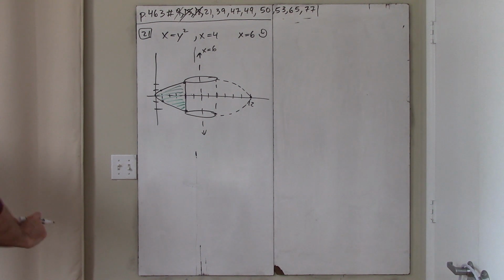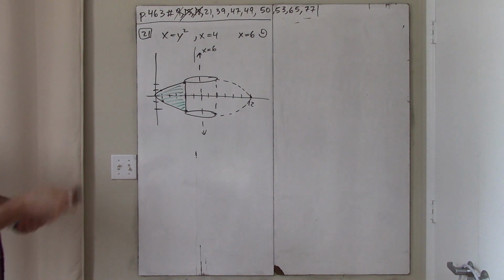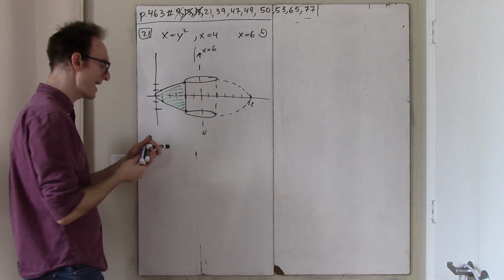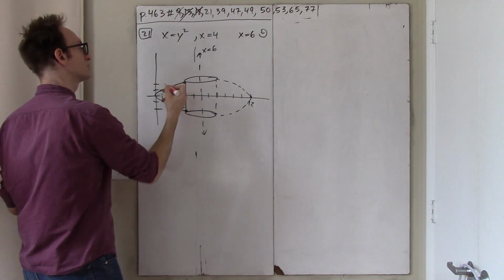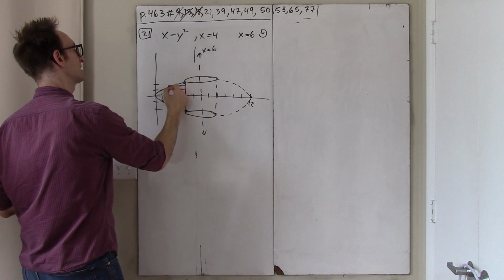Yeah, this is the most accurate description. Okay, how am I going to find the volume of this? Well, once again, I need to slice it horizontally, the only reasonable way. And so I'm going to draw my representative rectangle. What does it look like? It looks like this.